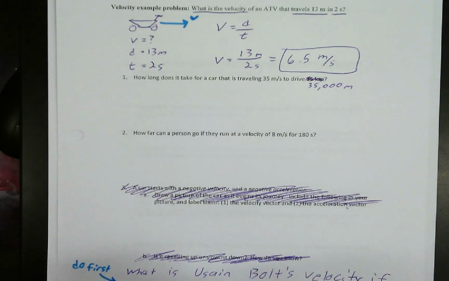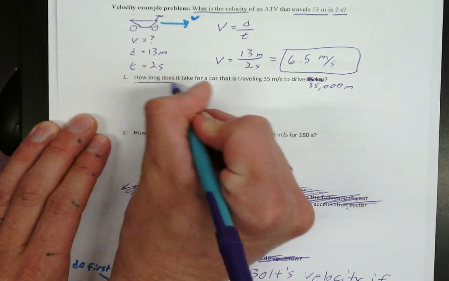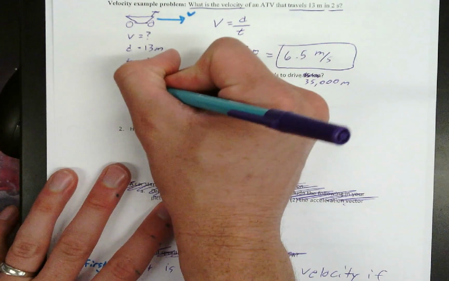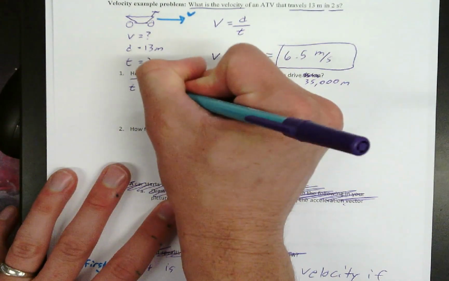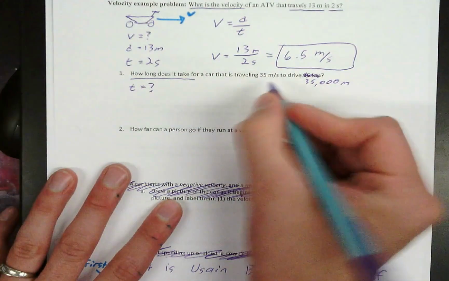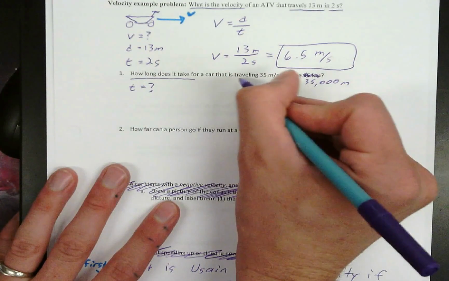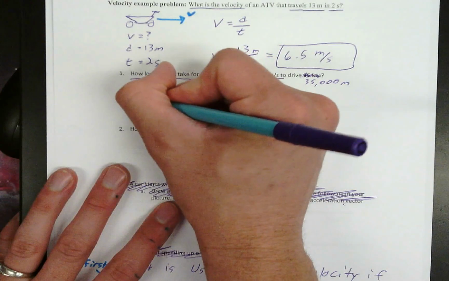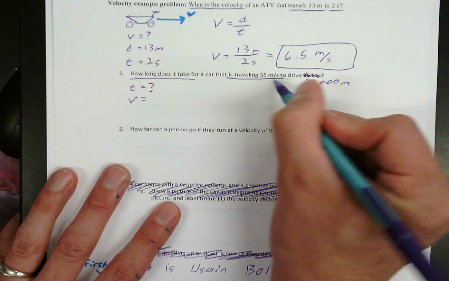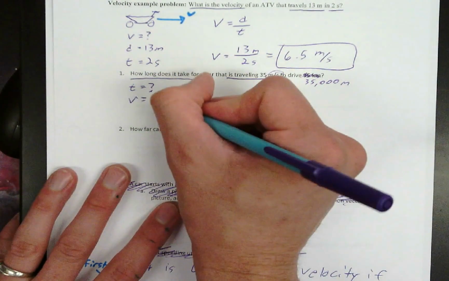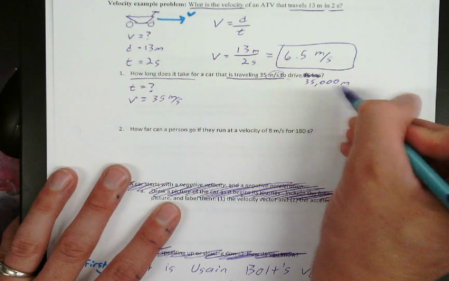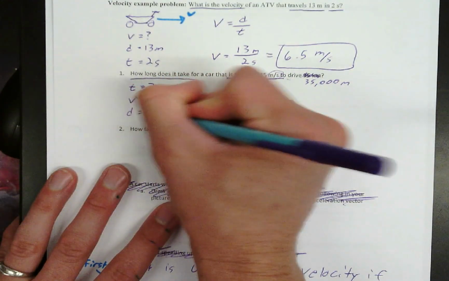Okay, so how long does it take? If I ask you how long it takes to bake a cake, or how long it takes to get to your grandma's house, you're going to tell me a time. So we're solving for t. It is traveling 35 meters per second. That's my velocity. If you ever are not sure, look at the unit. Meters per second is a velocity unit. And it drives 35,000 meters. That'd be a displacement.